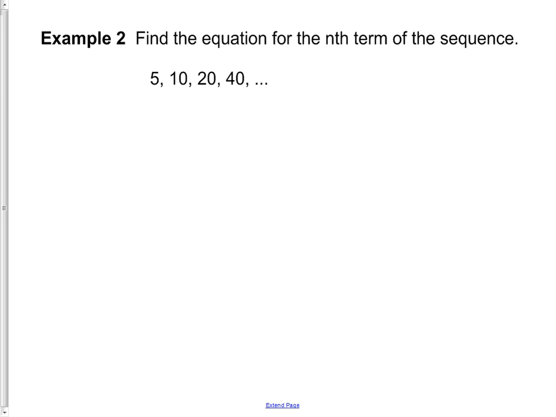Let's try example 2. Find the equation for the nth term of this sequence. So again, a sub n equals a sub 1 r to the n minus 1 power. So I'm writing the equation for the nth term. A sub 1 is 5. The common ratio, what am I multiplying by each time? That's going to be 2 to the n minus 1 power.